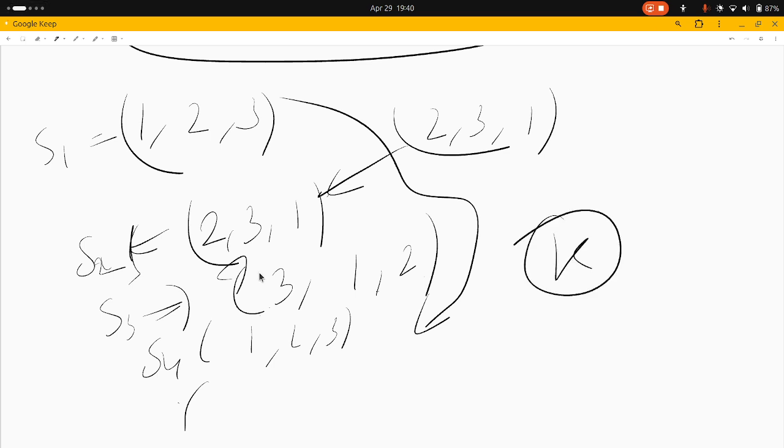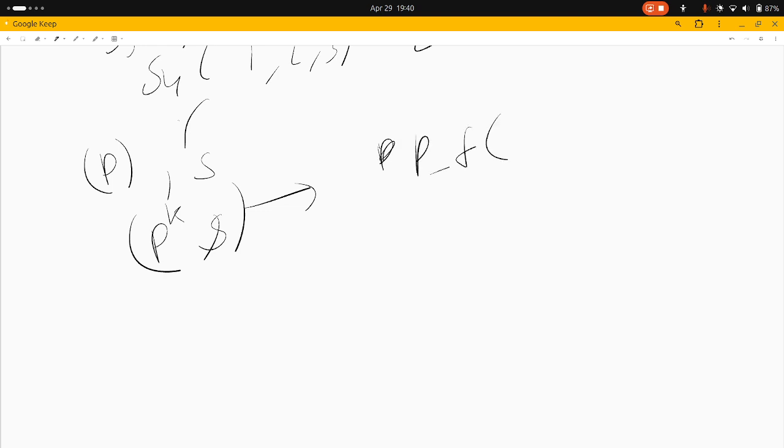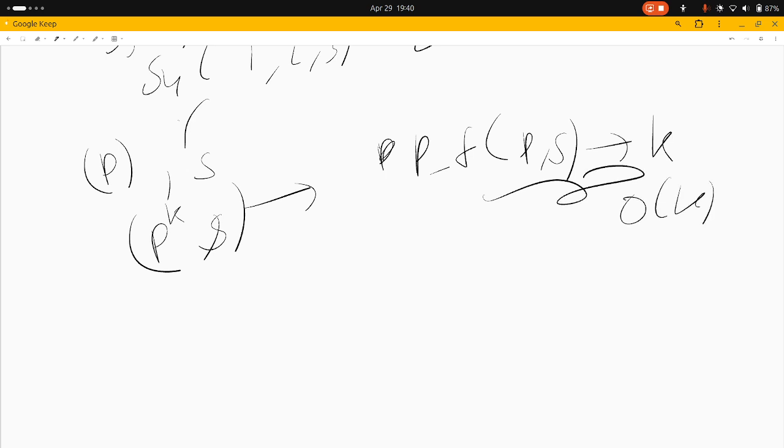For this case, let me assume the permutation is P and the sequence is S. So applying the permutation k times will be P power k of S. Our task is, let me assume a regular permutation would be a function P of S. This one should be calculated k times. This is again a brute force approach, which takes a complexity of, I would say, k times.